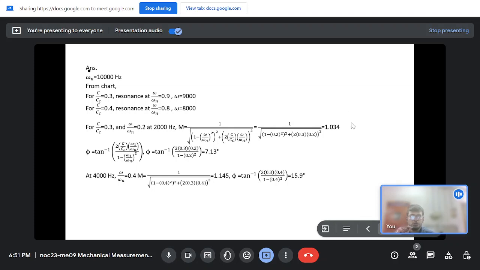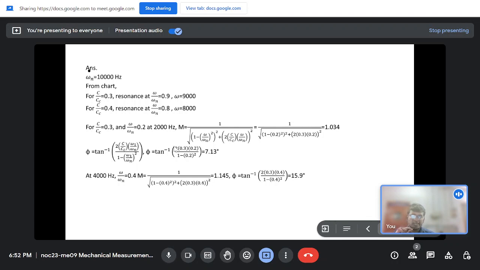We have also been asked to find the phase lag. The expression for phase lag is tan inverse of 2 times damping ratio into frequency ratio by 1 minus frequency ratio square. We know the values, we substitute 0.3 and 0.2 respectively for damping ratio and frequency ratio. In that case we get 7.13 degrees as the phase lag. So this is the case for 2000 Hz.